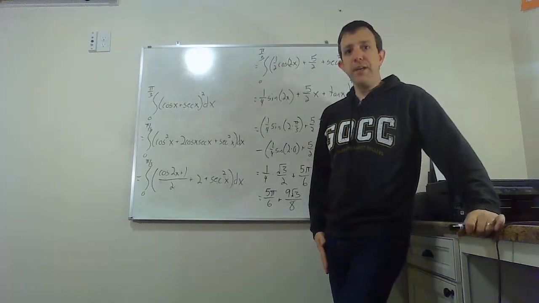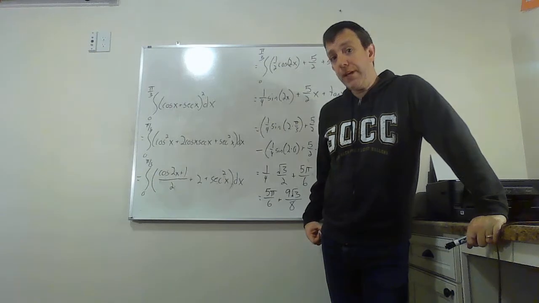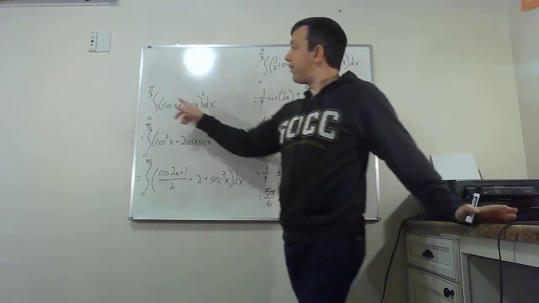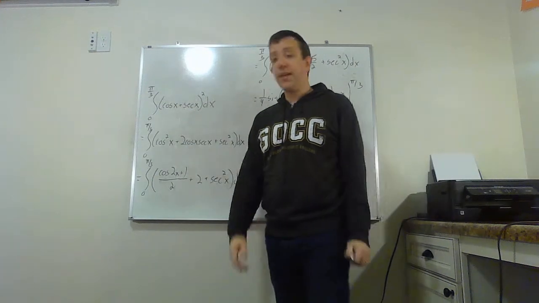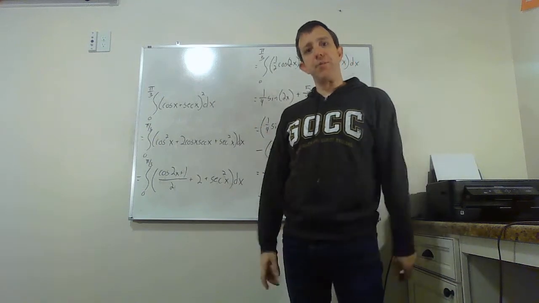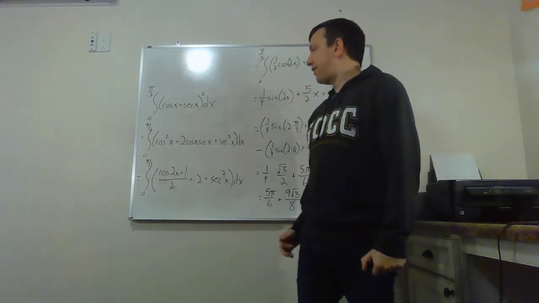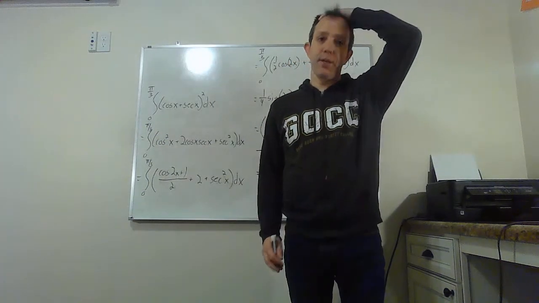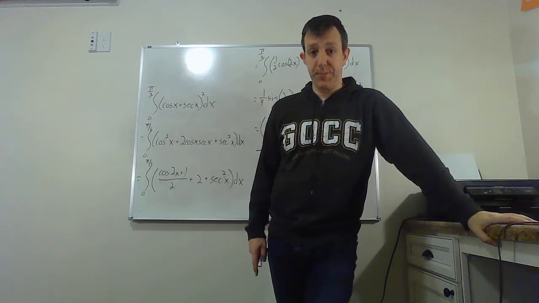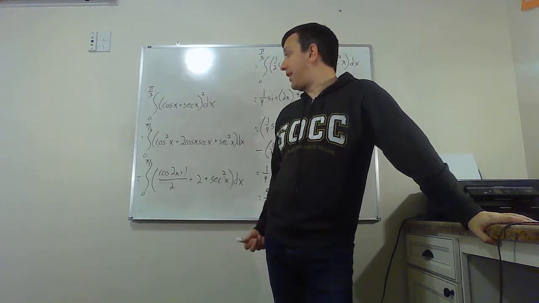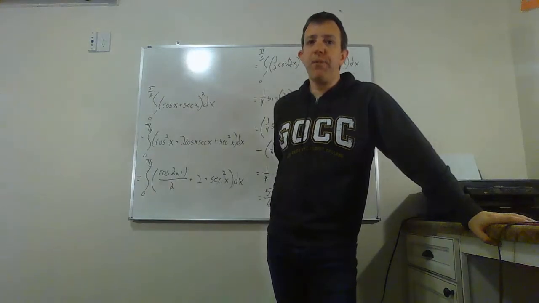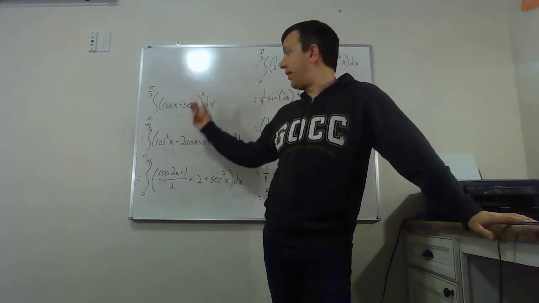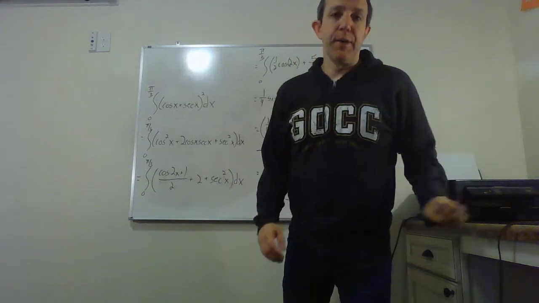All right, so here's my last example, and it's pretty wicked. Let's take a look at it. The integral from 0 to pi over 3 of (cosine x plus secant x) squared dx. We have some serious problems with this particular one, so we're going to have to be very careful. We don't have a way to integrate with the square as of yet.